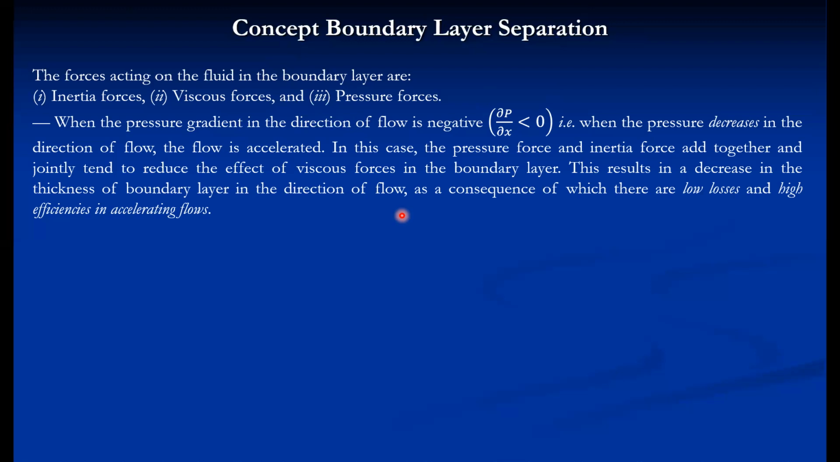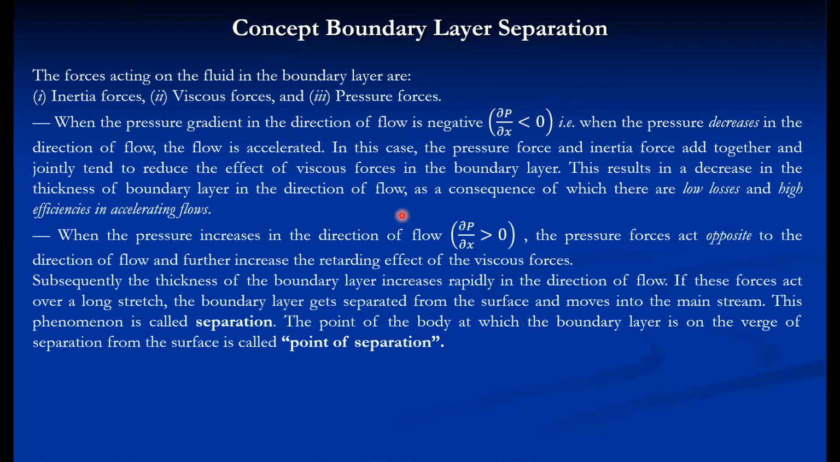That is the case. On the other hand, when the pressure increases in the direction of flow, that means delta P by delta X is greater than zero. What it indicates is that the pressure at the outlet is greater than the pressure at the inlet. So in this particular case, the pressure force assists the viscous force, and only the inertia force acts along the direction of flow, while the pressure force and viscous force act opposite to the direction of flow.